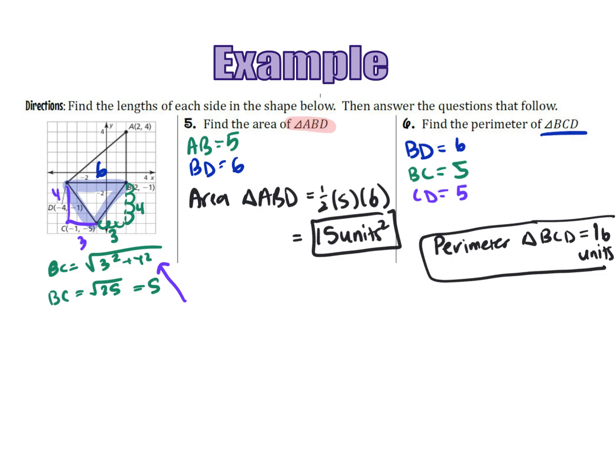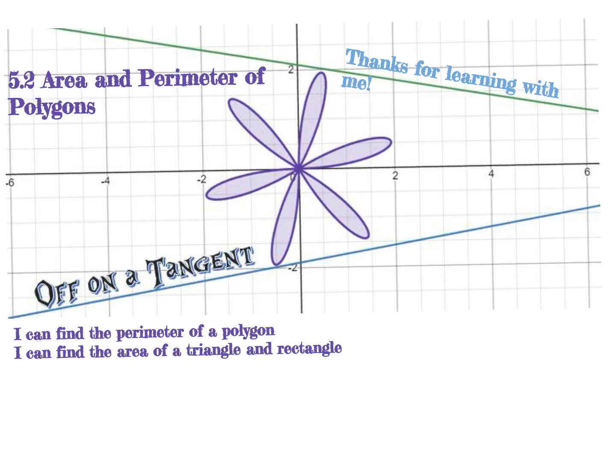Let's go ahead and wrap up this video. All right, in this lesson, we took what we learned in 5.1 about midpoint and distance and finding those in the coordinate plane, and we tied it back to something that we learned a long time ago in previous courses about area and perimeter with geometric shapes. We found the area and perimeter of triangles and rectangles, and we found the perimeter of other polygons as well.